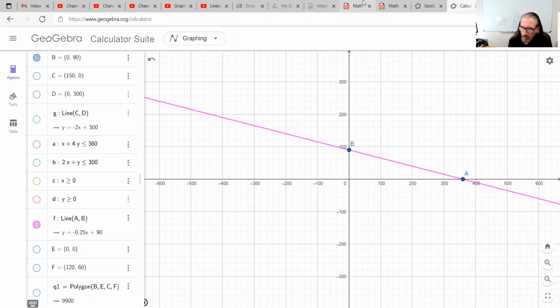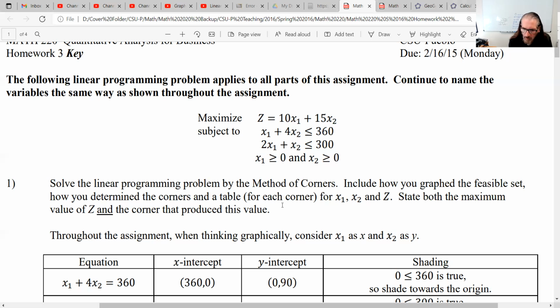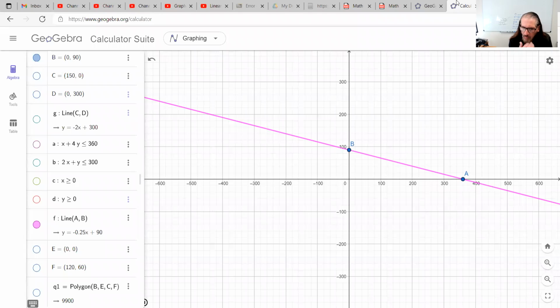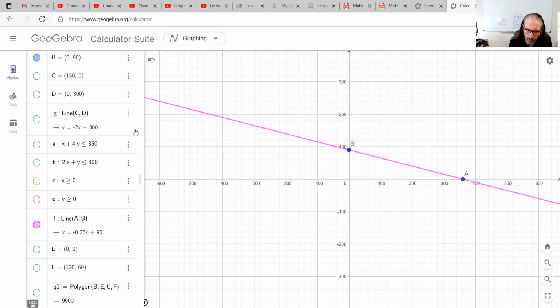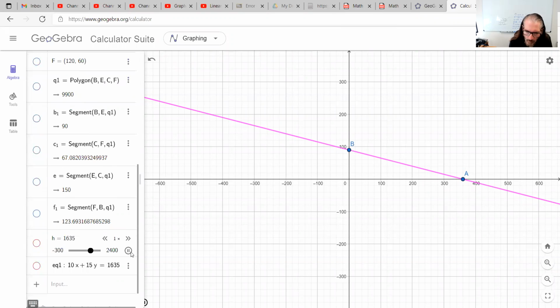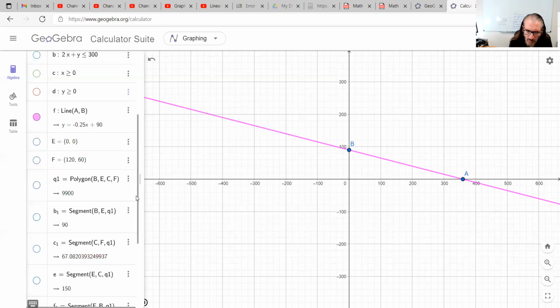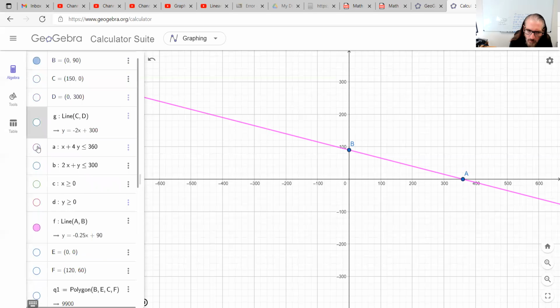And furthermore, when we put in 0, 0, obviously the origin is not on that line. So 0, 0 is a good test point. 0 plus 4 times 0 is just going to give us 0, and that is less than or equal to 360. So I would shade towards the origin. Let me get that to show up as well.